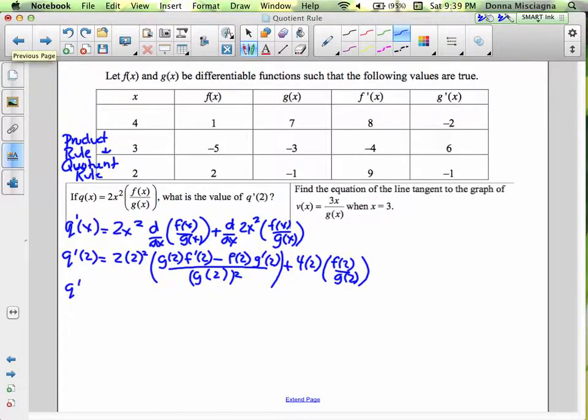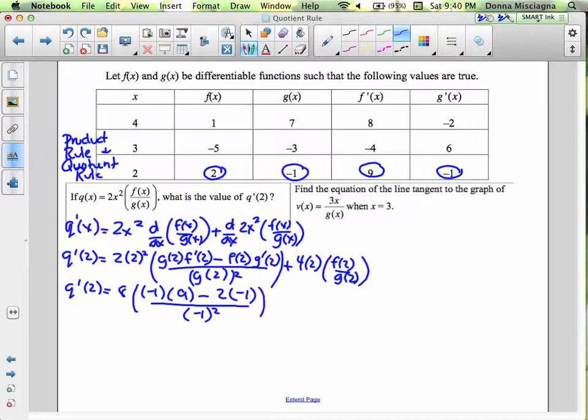So q prime of 2 is, well, that would be 4 times 2, that's 8, times, all right, so g of 2 is negative 1. So we have negative 1 times f prime of 2 times 9 minus f of 2, so 2, and then g prime of 2, negative 1. All divided by g of 2 squared, so that's going to be negative 1 squared, and then plus 8, f of 2 is 2, and g of 2 is negative 1.